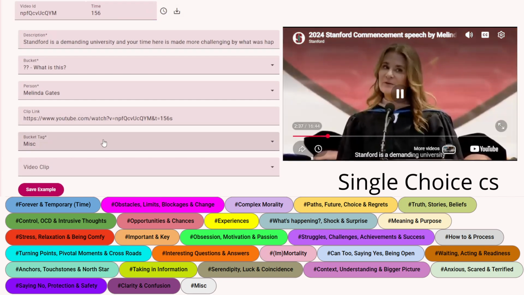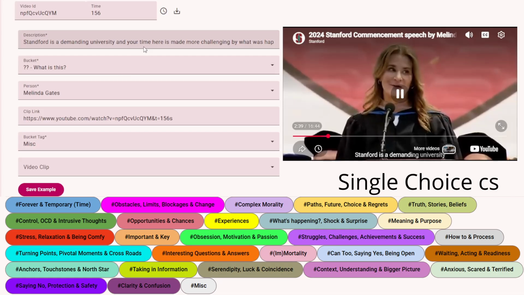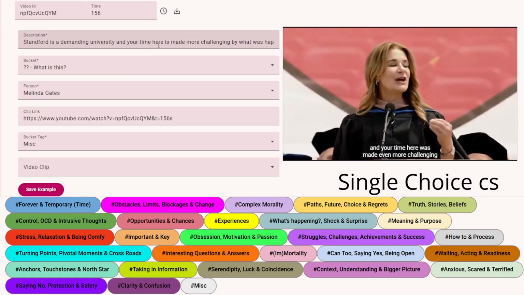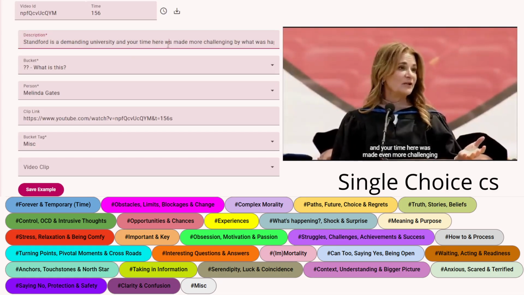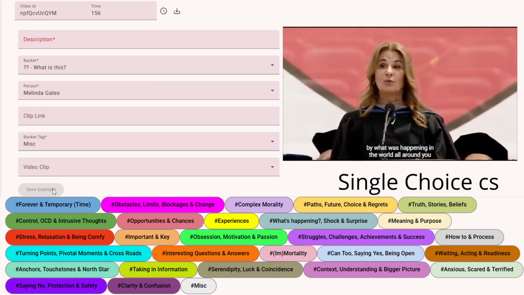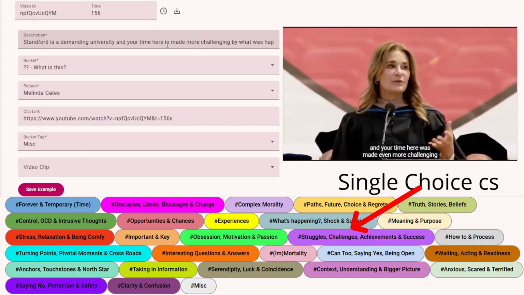"Stanford is a demanding university, and your time here was made even more challenging by what was happening in the world all around you." Challenging is a choice word, again, tied to the idea of limits and obstacles and overcoming them. Happening is also a choice word, albeit super weak, and so is the word time. I would never save them away on their own, but since they're part of the sentence, they do make it clear that this is leaning towards choice quite strongly.